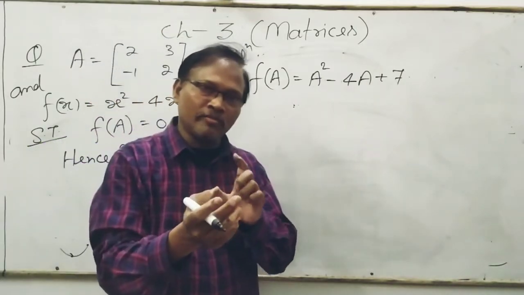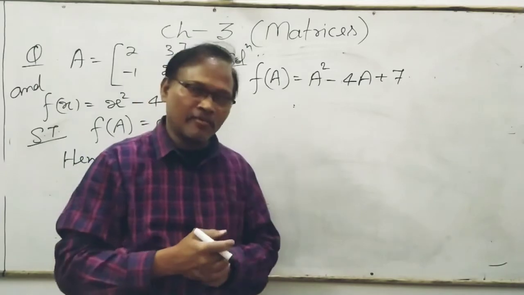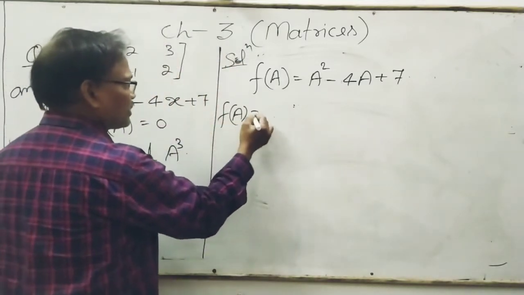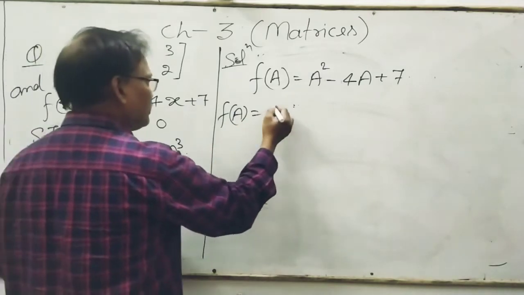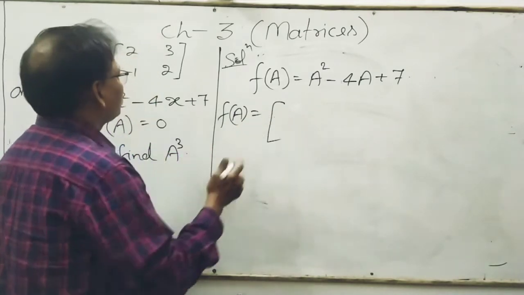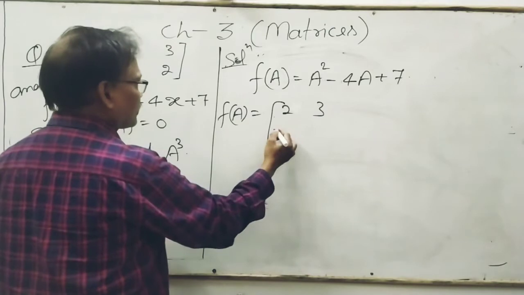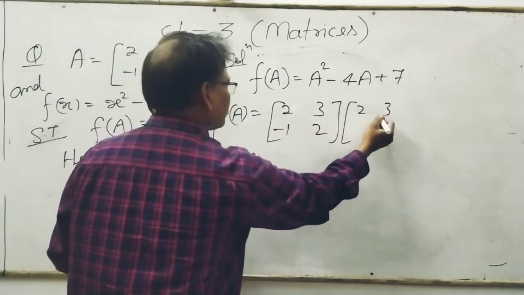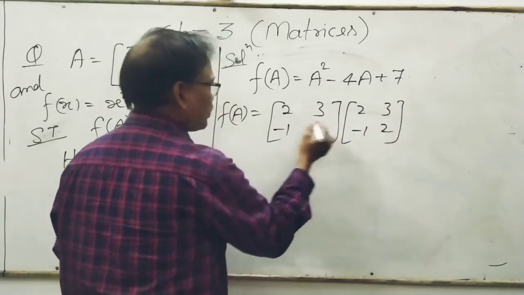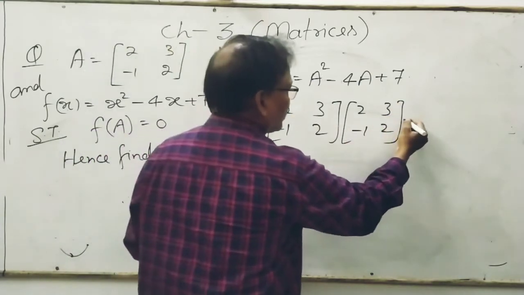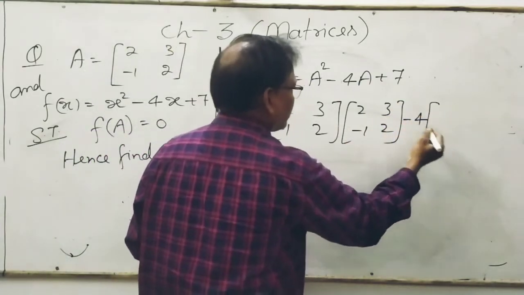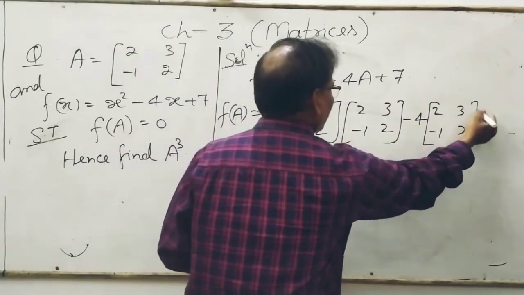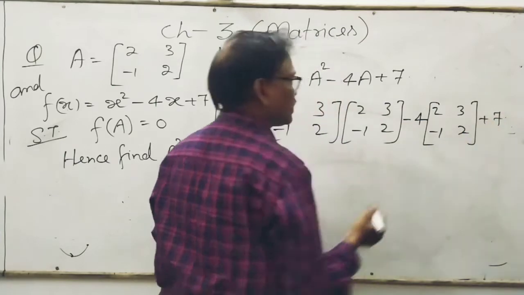Then you will say that I will put the values of A. Okay. So f(A), and this matrix is given. A square, as you know, you can multiply this one, write 2 times. A square means A into A, minus 4A. A means 2, 3, minus 1, 2, and then plus 7. Clear?